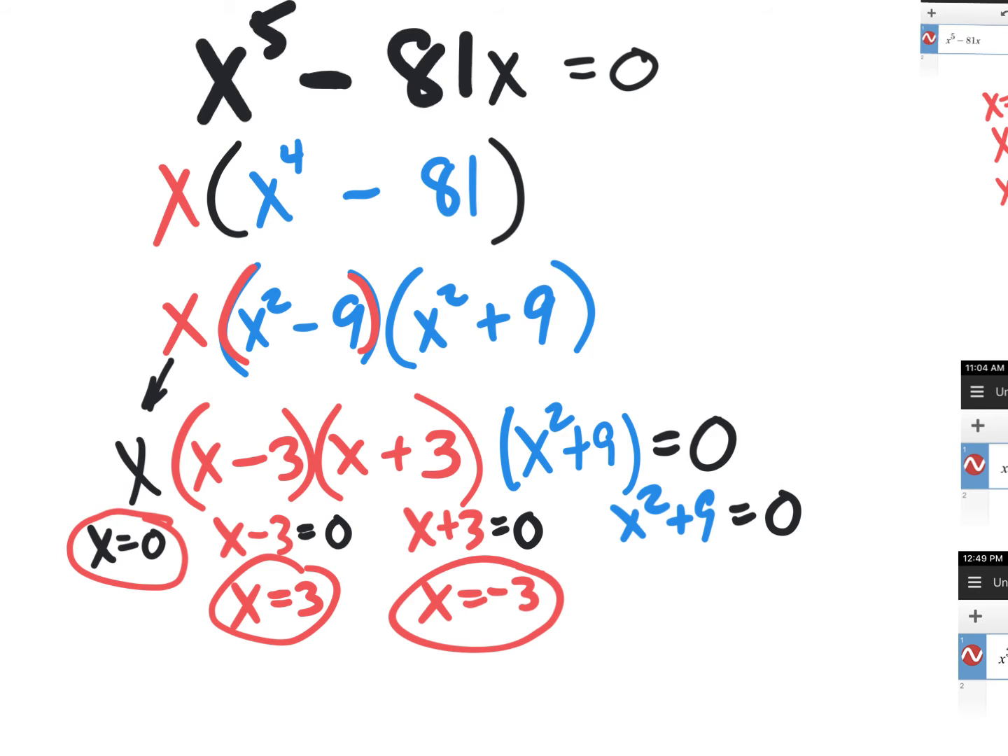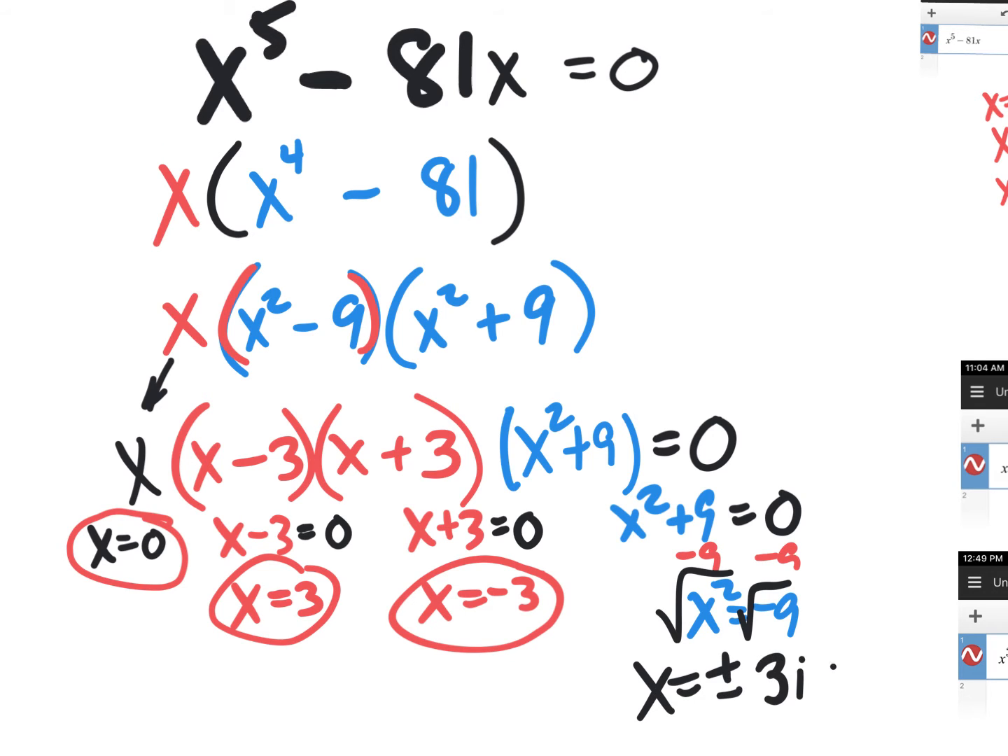And the other one, you actually have to do a little bit of work. Subtract 9, you're going to have x squared equaling -9. And of course, at the end, take the square root, and you're going to get x equals plus or minus 3i. And that's another two answers that are imaginary.